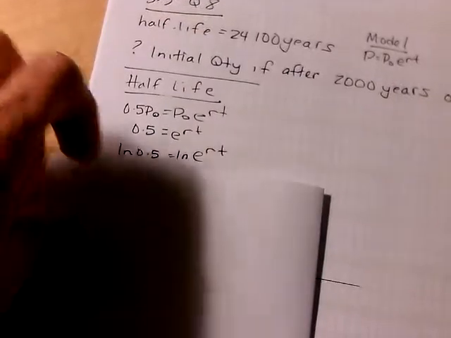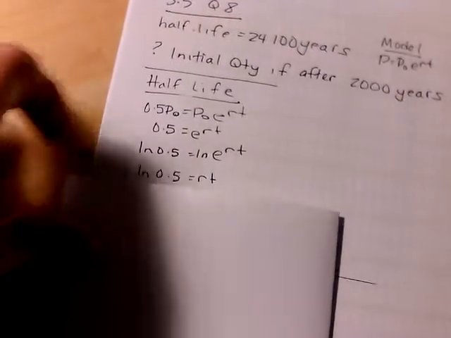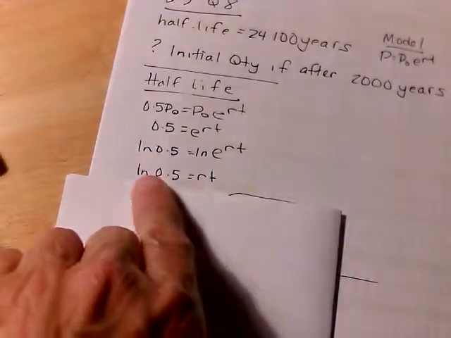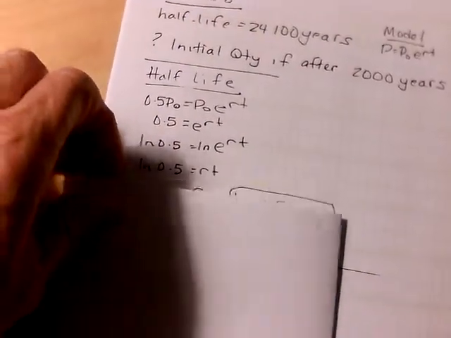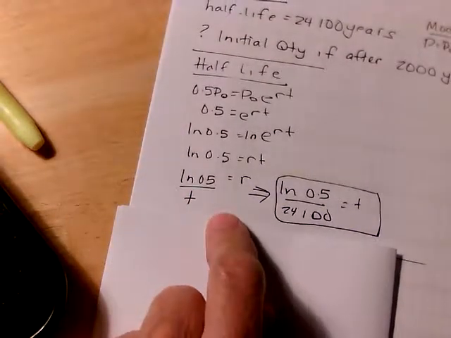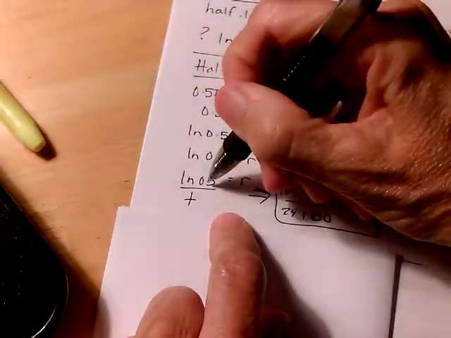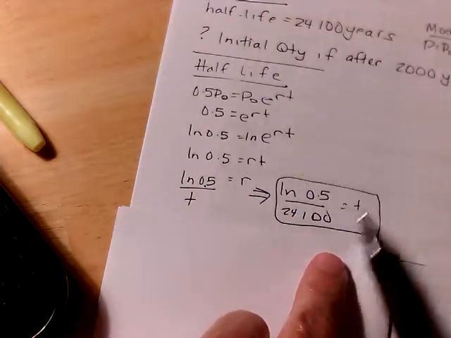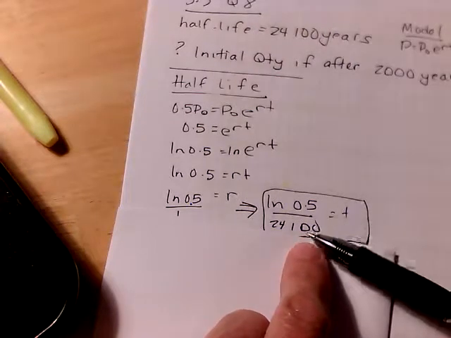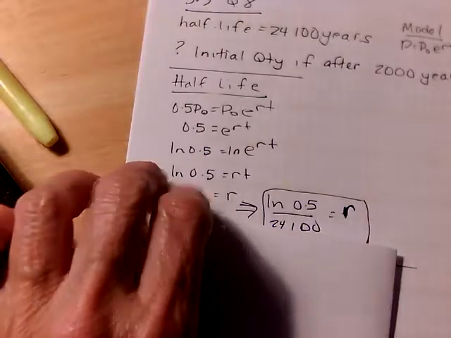Then I can take the natural log of both sides of the equation. After I take the natural log on the right side, the natural log of e, all I'm left with is the rt. So now I have this expression, and then I can go ahead and solve for the rate, r. The rate is going to be the natural log of 0.5 over t. For this problem, the half-life was given as 24,100, so I can plug that into this equation. Whenever we solve this problem, this is going to be our rate.